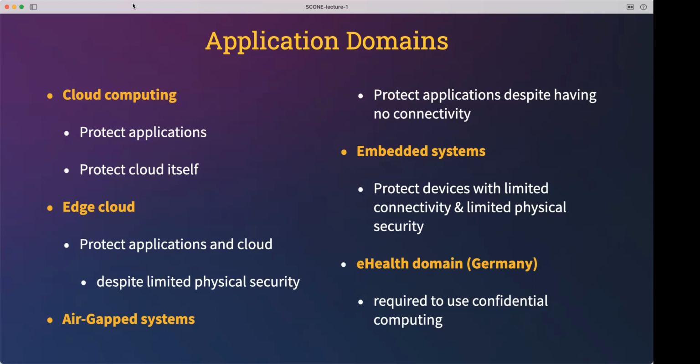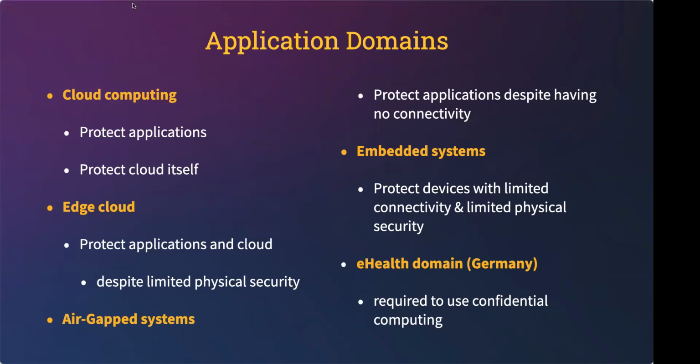Research-wise, there are lots of activities in the edge cloud, so having computation closer to the applications. There we have the interesting problem that we have less physical security, and how can we protect our application if there is little physical security. Therefore, edge cloud is a very interesting application domain for confidential computing. Any questions? I hear somebody.